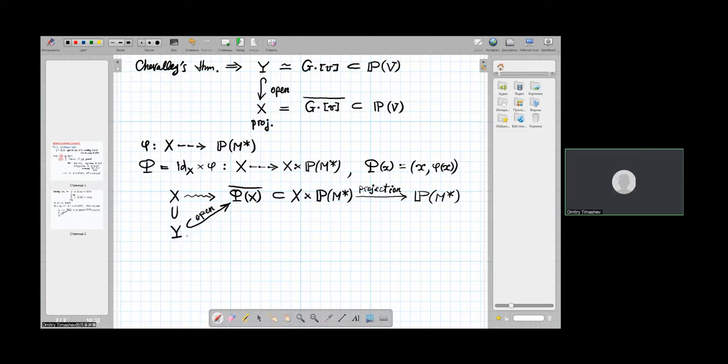So maybe let me write it as a commutative diagram. We have the composition map here. The composed map is just the map phi, which we started with. So this means that we may assume that the map phi extended to X. So phi was a morphism from Y to this projective space, and extended as a rational map on X. But now, by replacing X with this guy, we may assume that phi is actually a morphism on X.